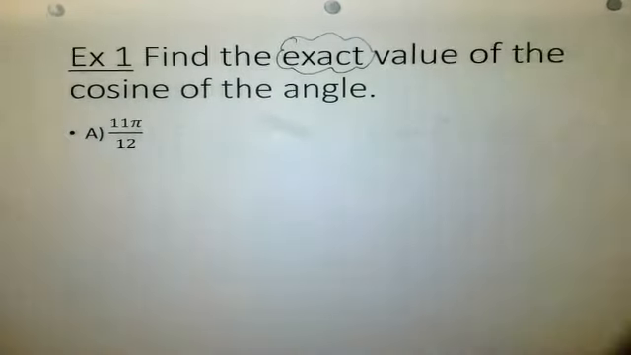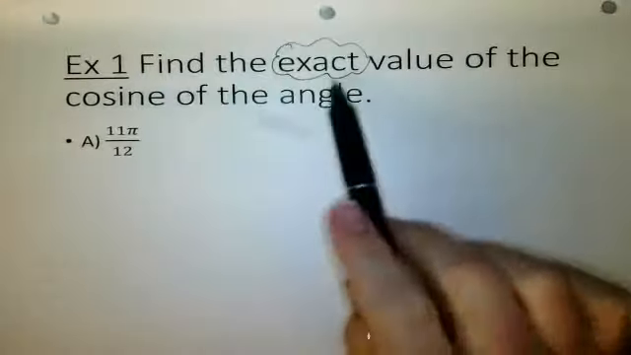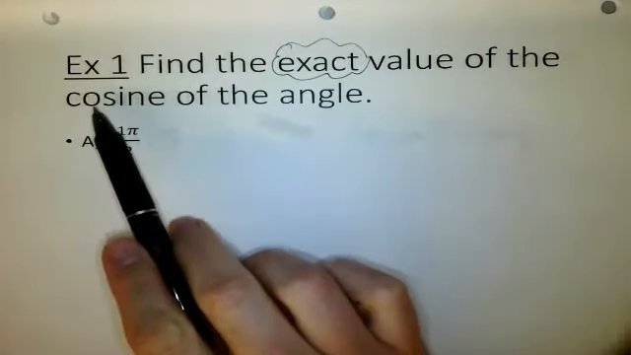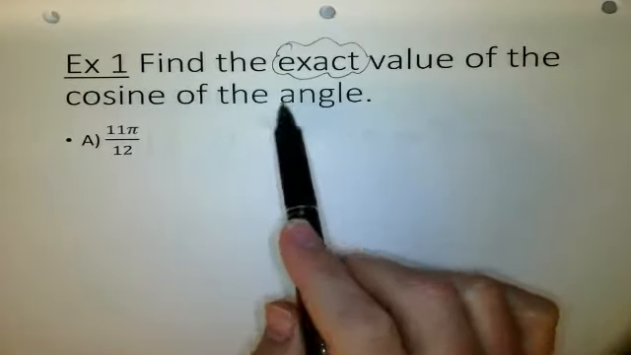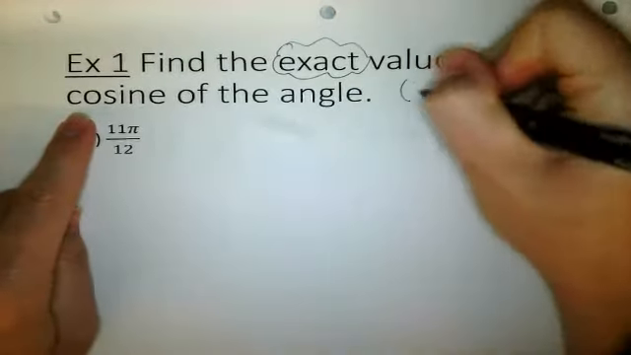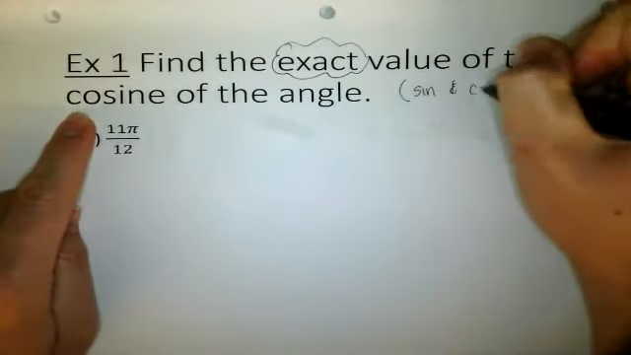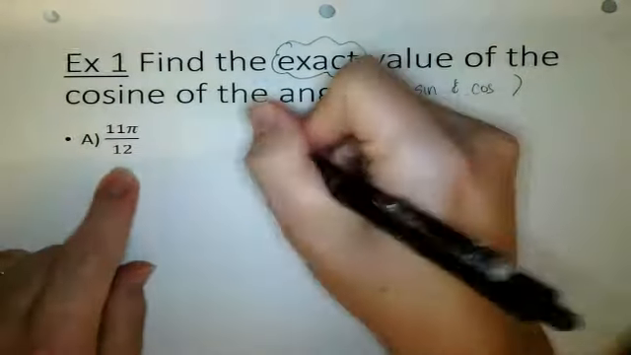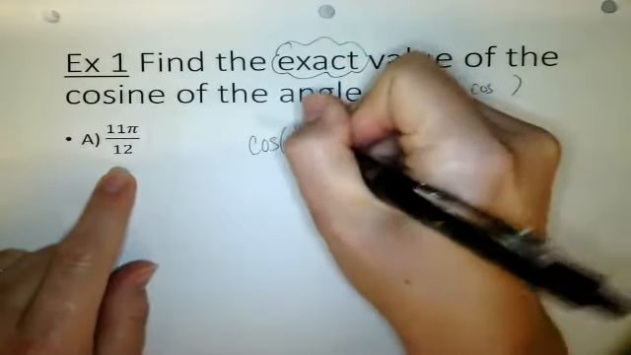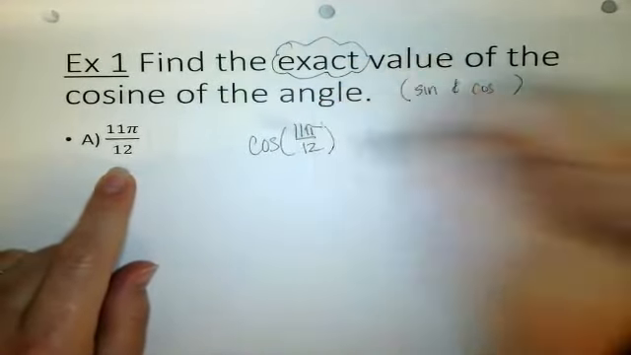These directions are in your homework, very close. In your homework, it says find the exact value of the cosine, sine, and tangent of the angle. You only need to do sine and cosine. Again, you don't have to do tangent of the angle. You don't need to do it, okay? For this purpose, we're just doing cosine of the angle. So what we want to do is we want to find cosine of this 11 pi over 12.